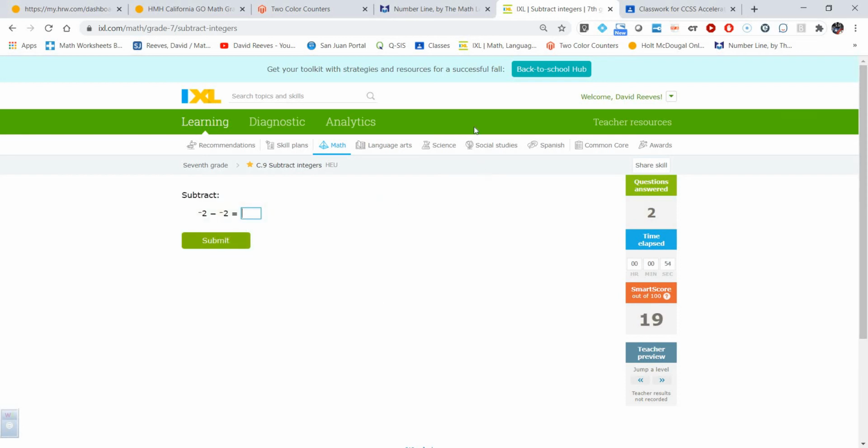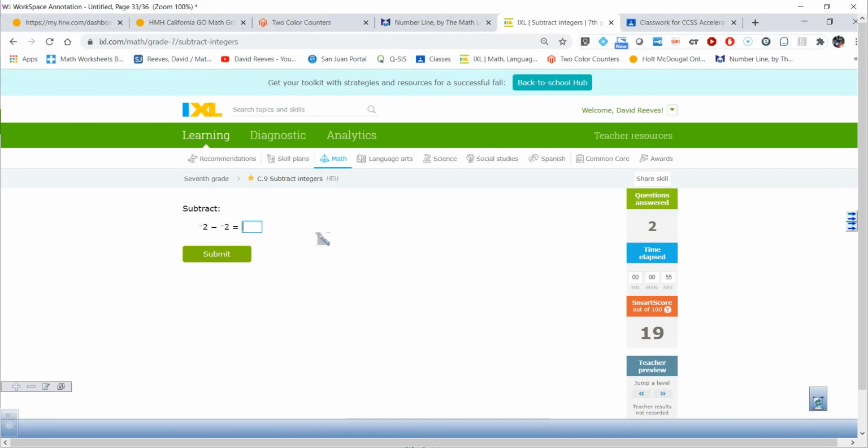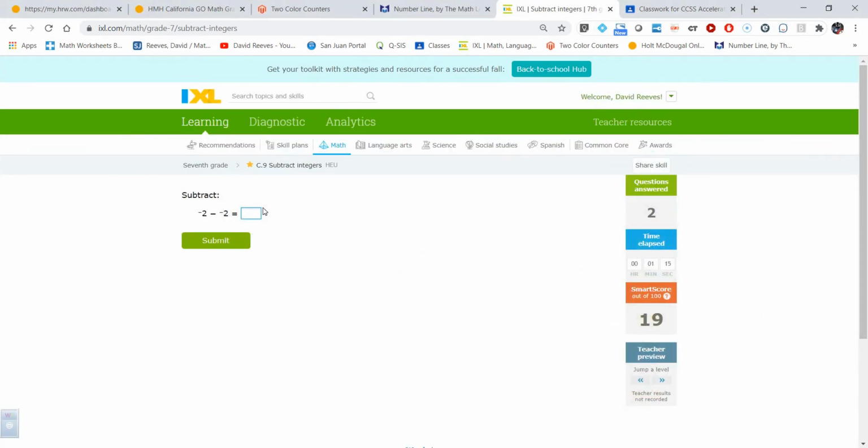All right, next one. -2 minus -2. Now, I just want you to think about this one. We could go ahead and do the rule and say -2 subtracting a negative same as adding a positive, and that gives me 0. But just think about it. If you have two negatives and you take away two negatives, what are you left with? You're left with nothing. So this is one where you could just take away because you have enough, and in fact you have nothing left.